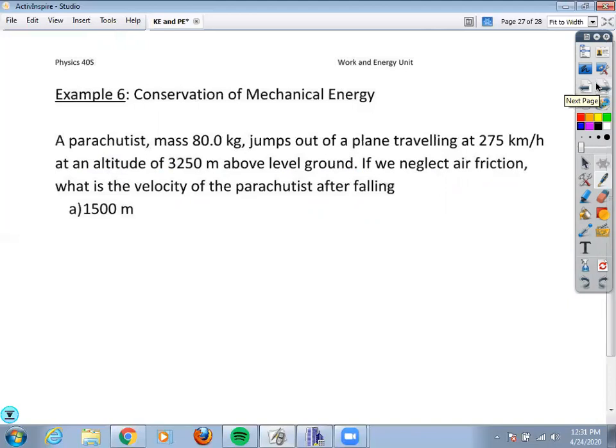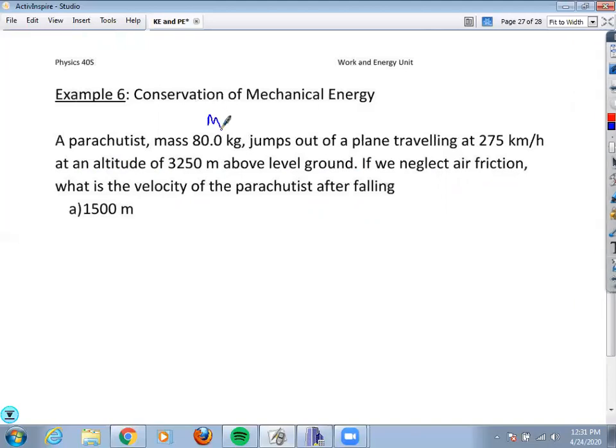So we can apply then the conservation of mechanical energy for different situations. We have a parachutist with a mass, who jumps out of a plane that's traveling at a certain speed, at a certain altitude h, above level ground. If we neglect air friction, we're going to find the velocity of the parachutist after falling.